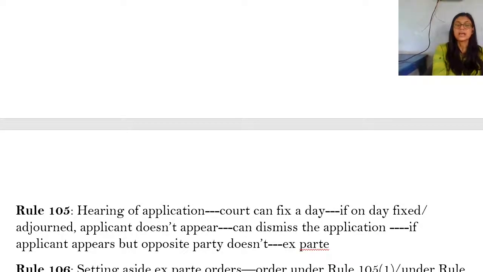Now, moving on to rule number 105: when a hearing of an application is taking place, the court fixes a day. On that particular day, or when the hearing was adjourned, if the applicant has not appeared, the court can dismiss the application. If the applicant appears but the opposite party does not appear, it will go ex parte.